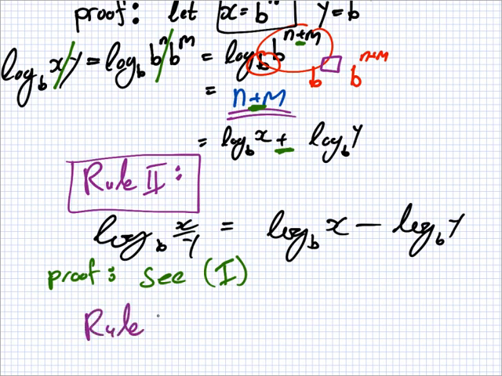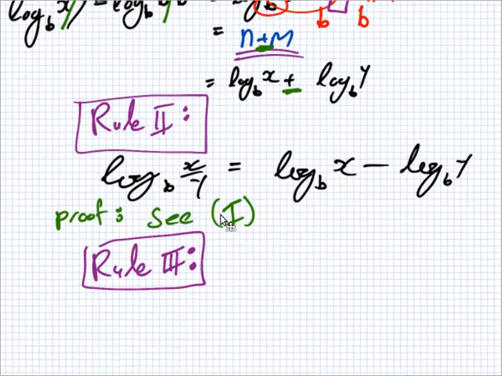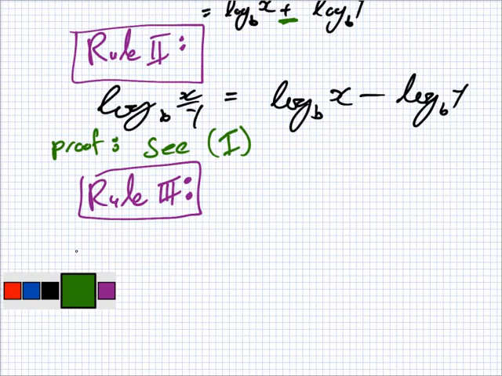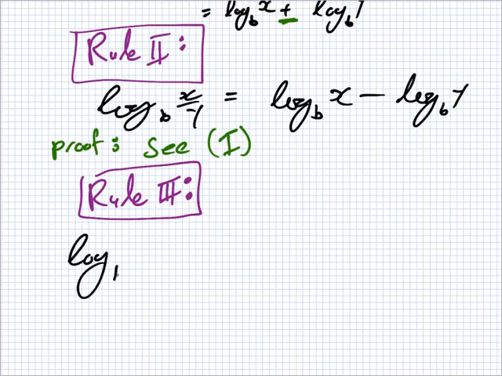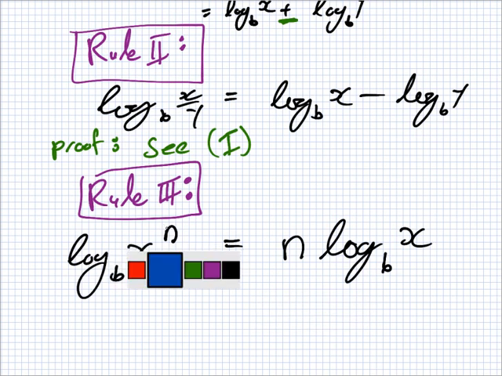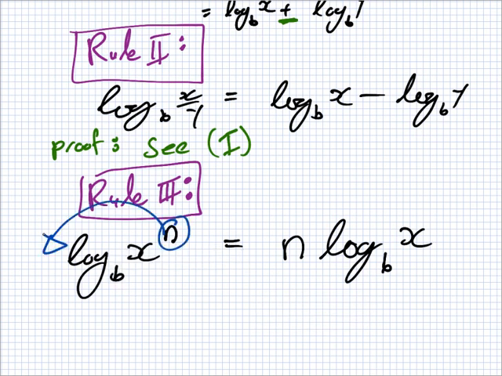Rule 3. Okay. Rule 3 says log_b (x^n) is equal to n log_b x. Effectively saying that powers can be brought down in front. Okay, so the proof.